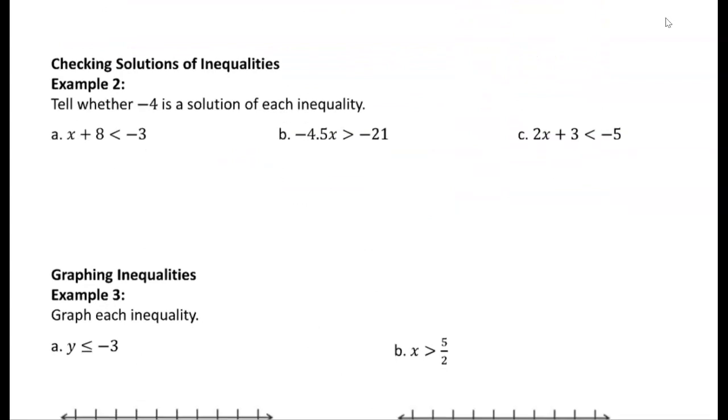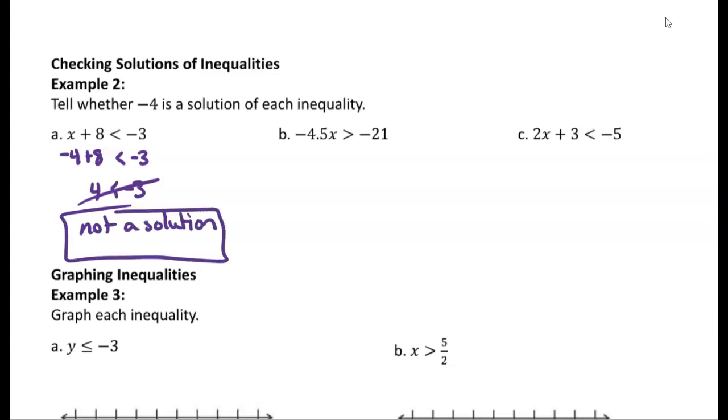How we check a solution is we go ahead and we just plug in the number. So we're plugging in -4 for x. And so we simplify that. Negative 4 plus 8 is 4. Is 4 less than negative 3? No. So therefore, it did not check out, so it is not a solution.